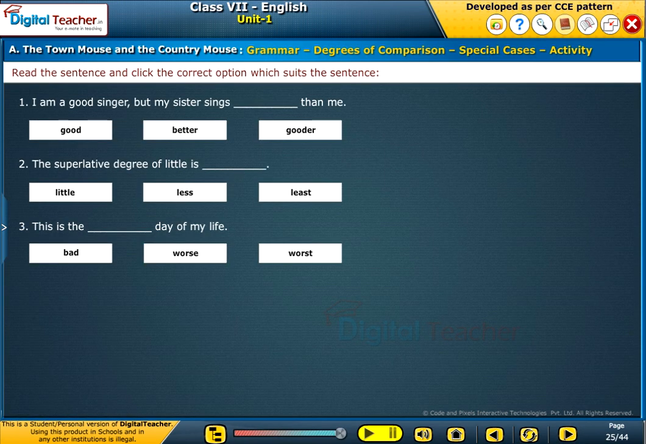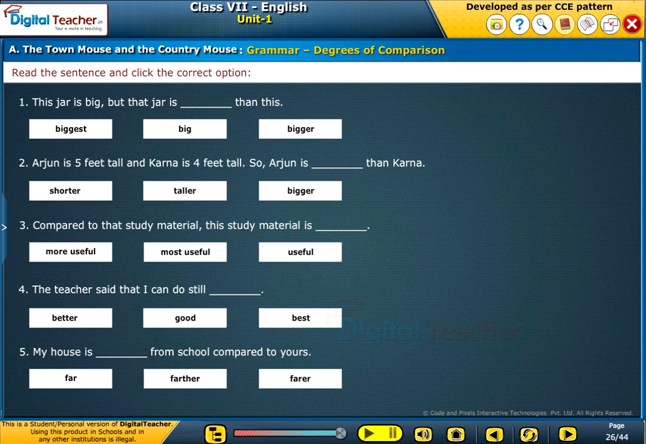Take up the following activity. Read the sentence and click the correct option which suits the sentence. Take up the following activity to check your understanding of the degrees of comparison. Read the sentence and click the correct option.